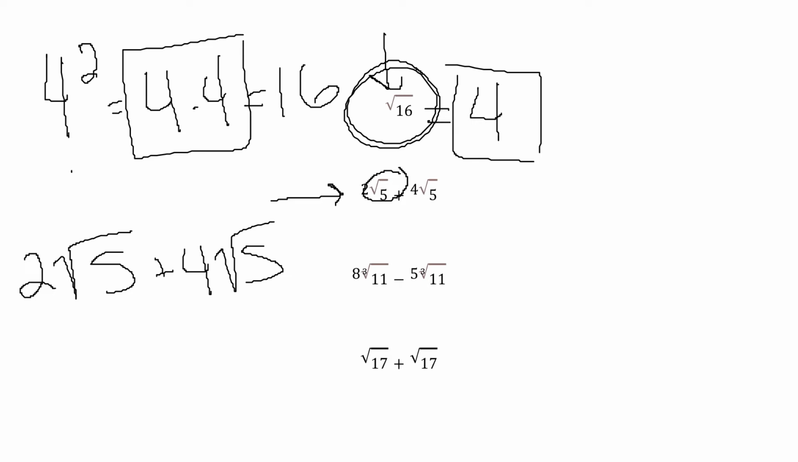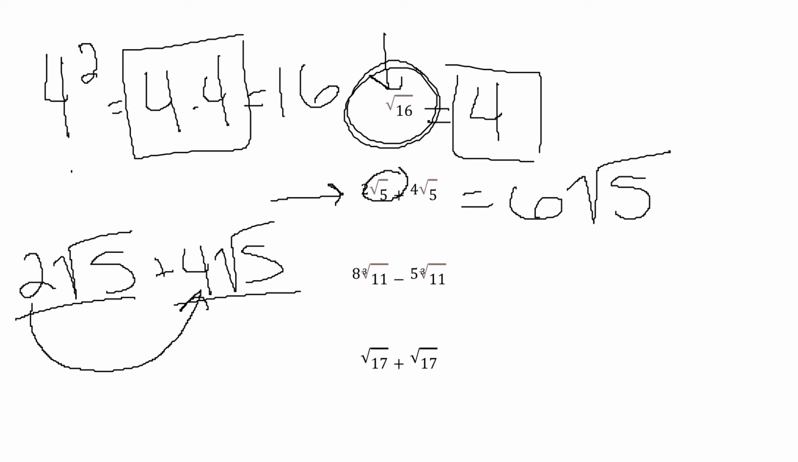Basically, what this is saying is I have 2 square root of 5s. I get 4 more square root of 5s. So what I have is 6 square root of 5s. And I can't make that any simpler because there is not a simple square root of 5. So in this case, this is going to be our answer.